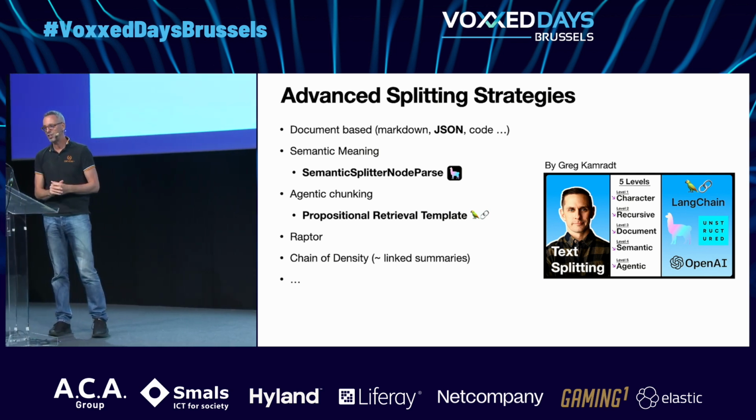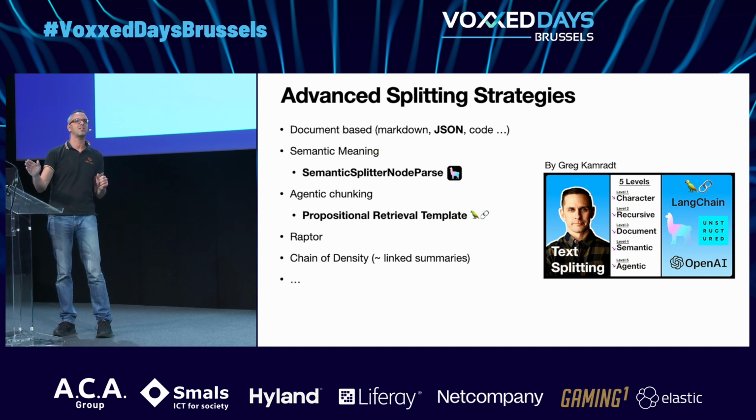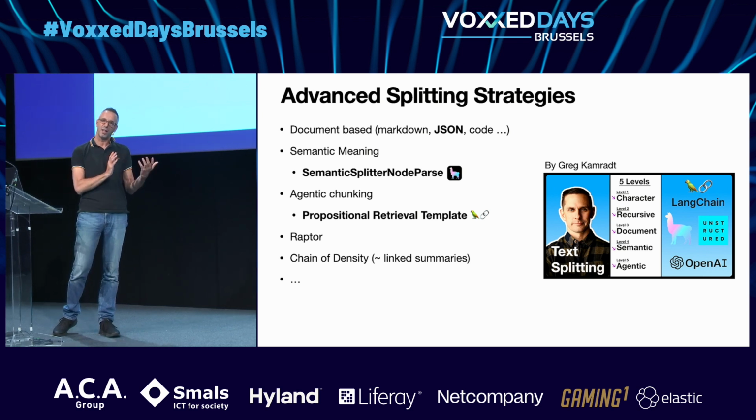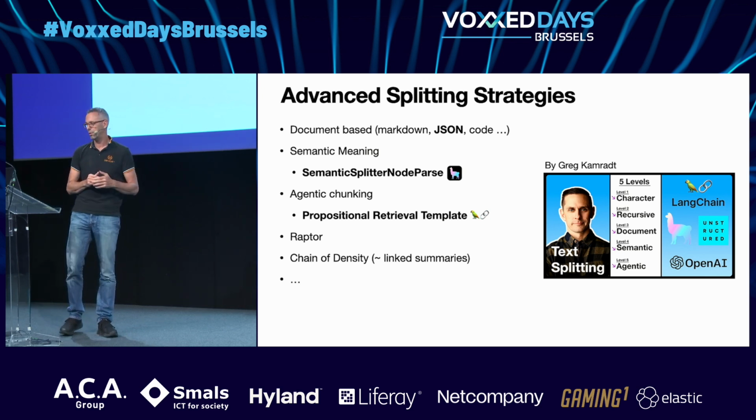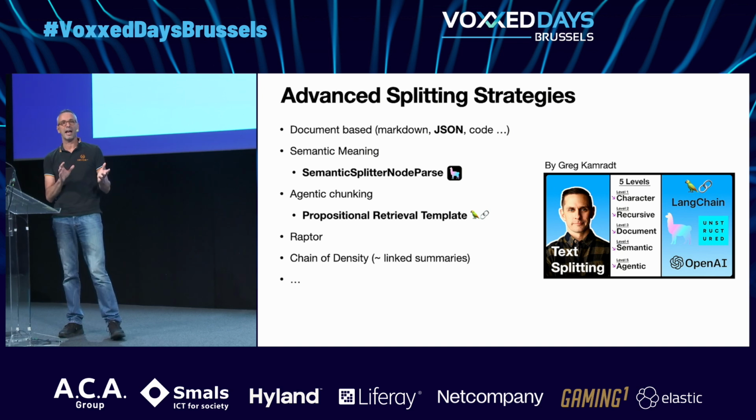There's all sorts of crazy techniques. None of these are yet implemented in LangChain4j. The semantic one is implemented in Llama Index, which is a Python library. And the other one, propositional retrieval, is implemented in LangChain, the Python version. So have a look at that, have a play with that.